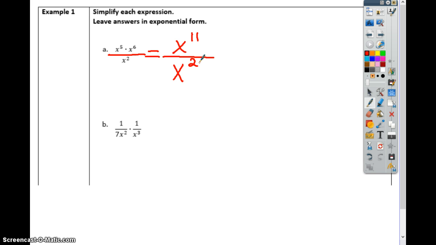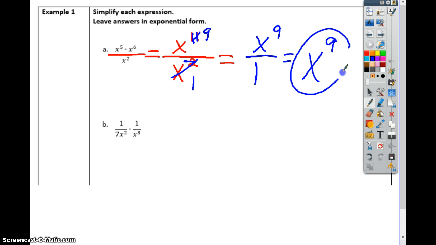But are we done? No. We can simplify that. Because 11 minus 2, because that's on the bottom here, we have x to the what left over? 9. X to the 9th power over 1, which equals just x to the 9th power. All right? Hold up your answer here.